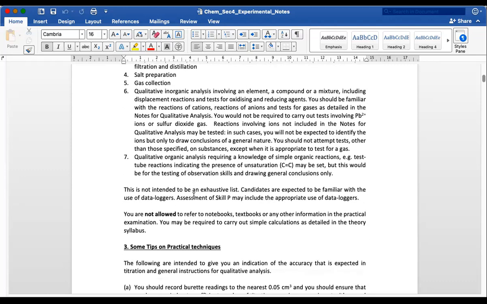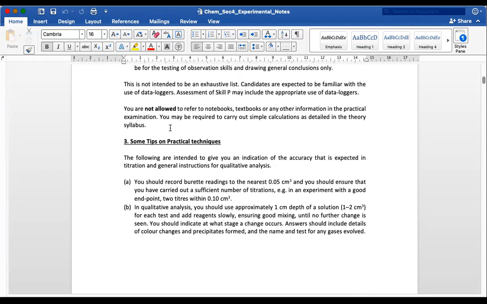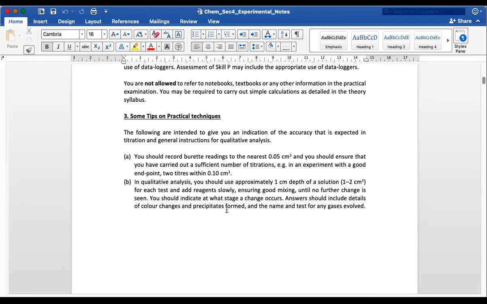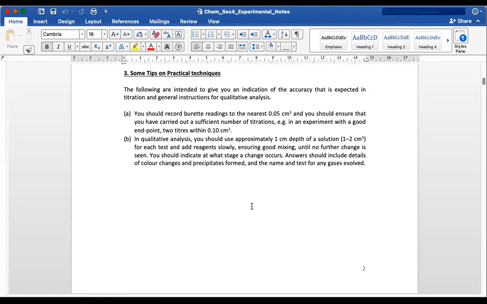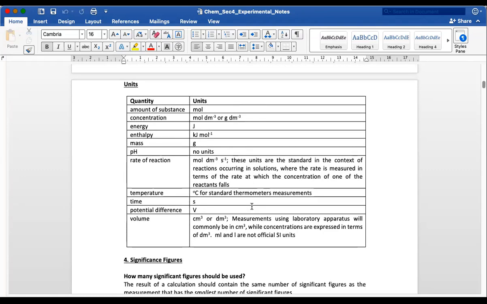So nothing unusual here. Some tips on practical techniques are simple things like burette reading should be in 2 decimal places, and how much reagent should be added during QA practical, and what observations they should make and write down, like color change of the solution, the color of the precipitate, and the name and test of the gas. Units. What are the common units they are expected to know and use in the questions?